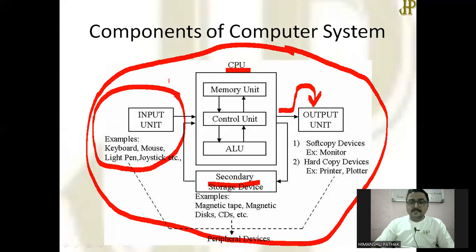And here you can see that in CPU, there are basically three main parts: memory unit, control unit, and ALU, arithmetic and logical unit, which are responsible for performing the calculation. Control unit is the brain of computer. You can say that because this unit is responsible for controlling all other parts of the computer like input unit, memory unit, ALU, output unit, secondary devices, etc.